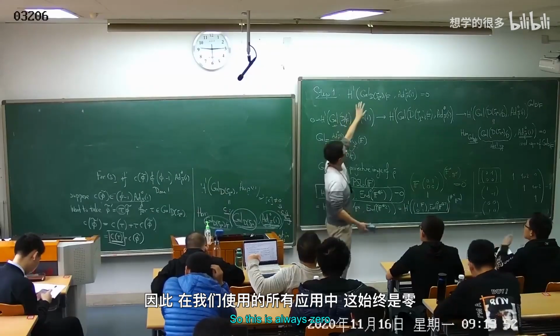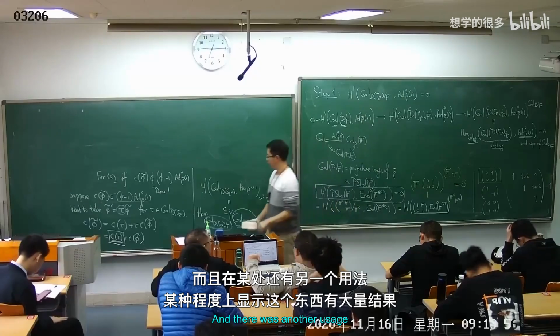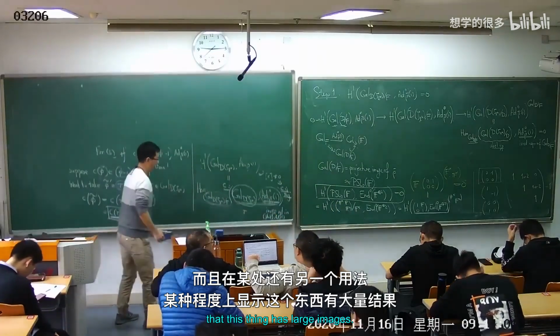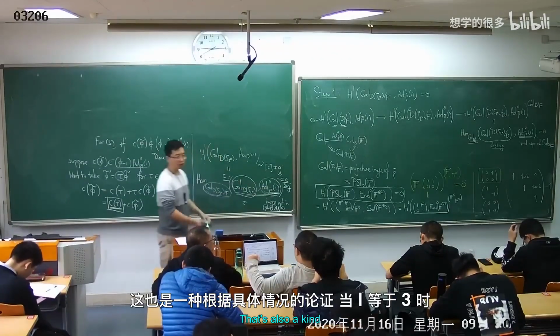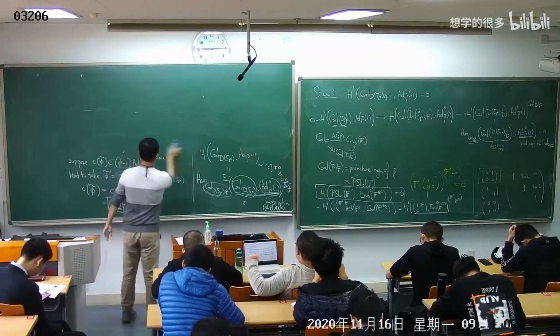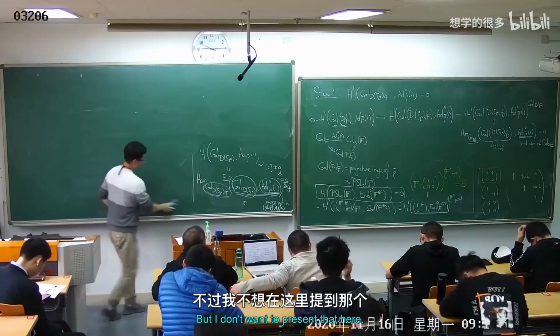So this is always 0 in all the applications we use. And there was another usage of that somewhere, showing that this thing has large image in here. That's also a case-by-case argument when l equals 3. But I don't want to present that here.